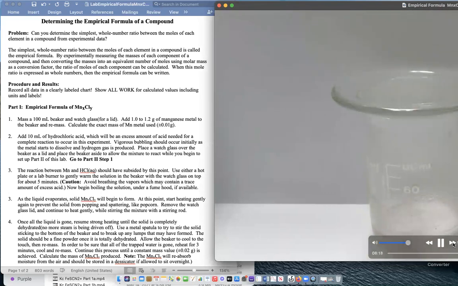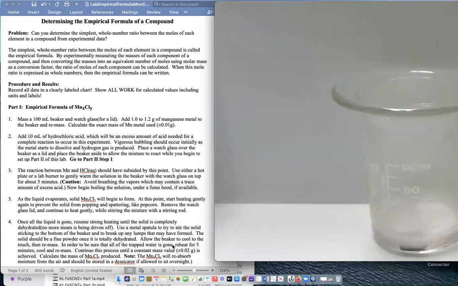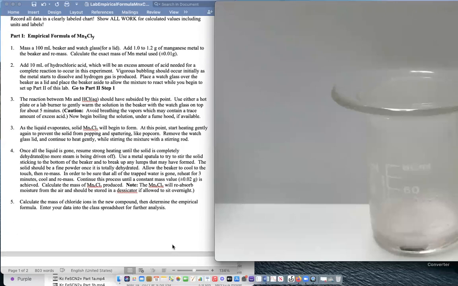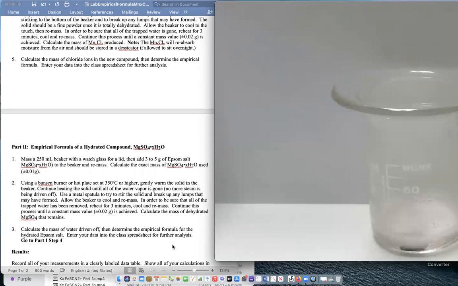Now, while this is taking place, what I normally have my students do is go on to part 2. Now, part 2, what that particular reaction is, is that you're going to be using a hydrated compound.